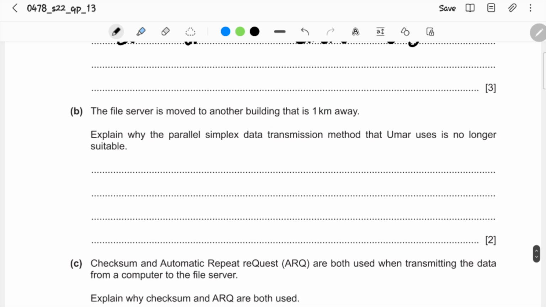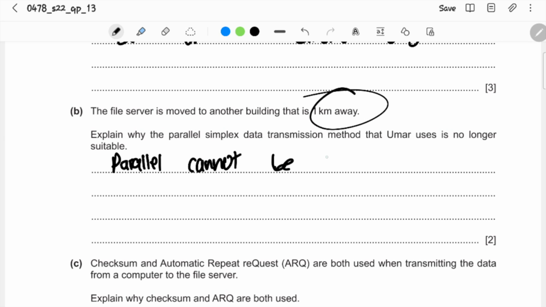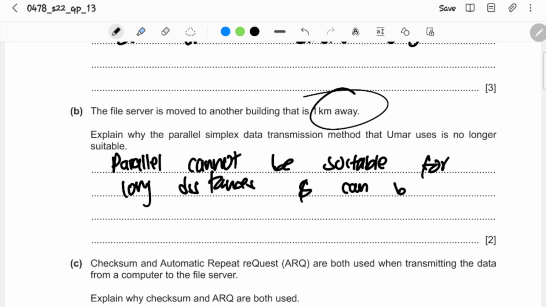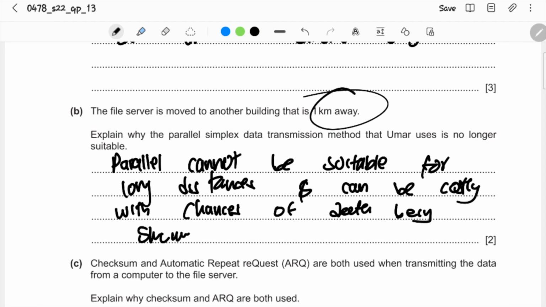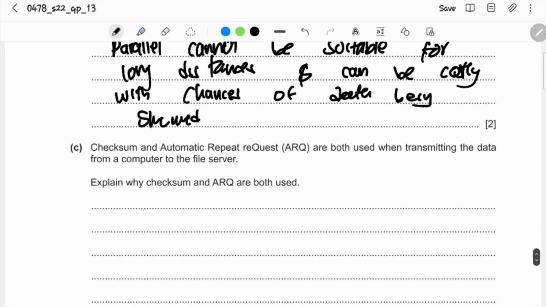Explain why parallel simplex data transmission method is no longer suitable. Because it's 1 kilometer away, we cannot use it for long distance. Parallel cannot be suitable. It can be used but not suitable for long distances. Okay, we don't use it. And also it can be costly, with chances of data being skewed. That's why serial is the one used. For long distances, serial. For short distances, parallel.